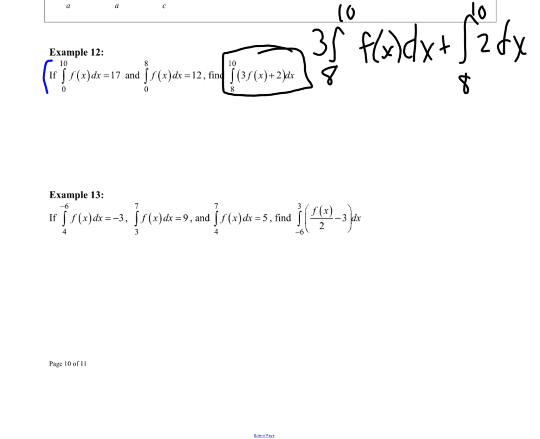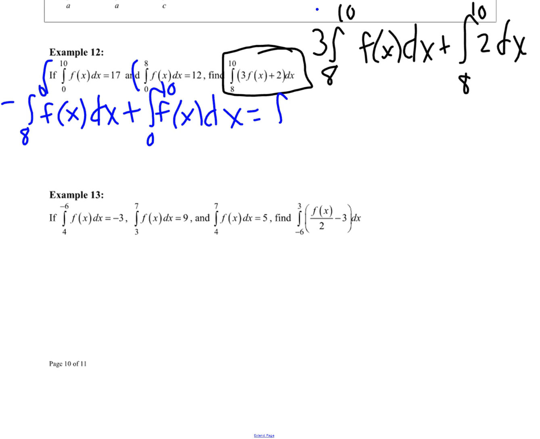We know that from 0 to 10 is 17, and 0 to 8 is 12. We need to get from 8 to 10. Okay, so to do that, we have to find a way to combine these two. All right, and I think the easiest way, let's go like this. I meant negative 8 to 0 f of x dx plus 0 to 10. Now if I go from 8 to 0 and then 0 to 10, I'm combining that. I can then connect from 8 to 10 f of x dx. That would be the same as 8 to 10 of f of x dx.